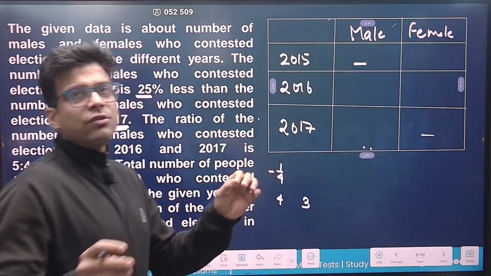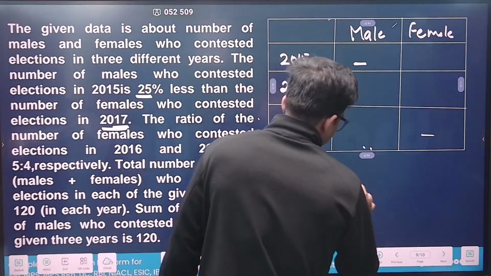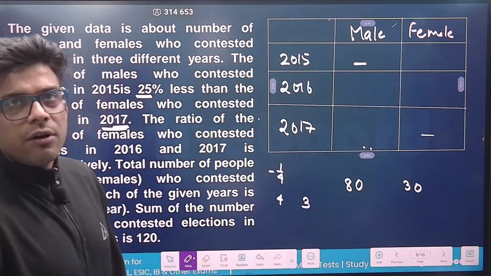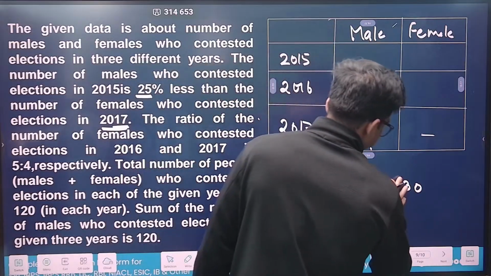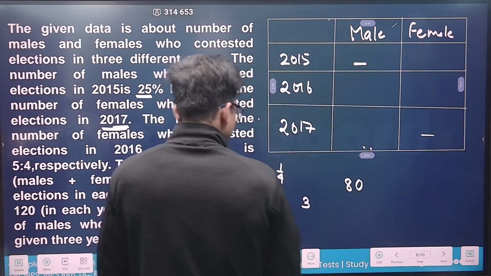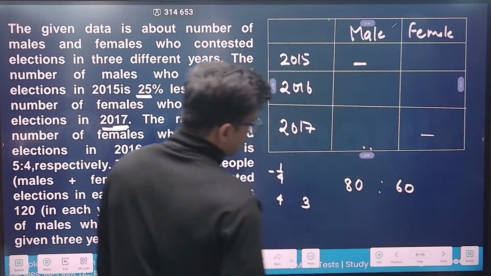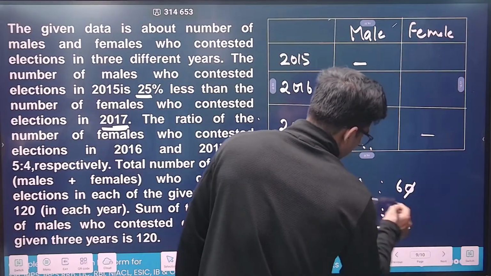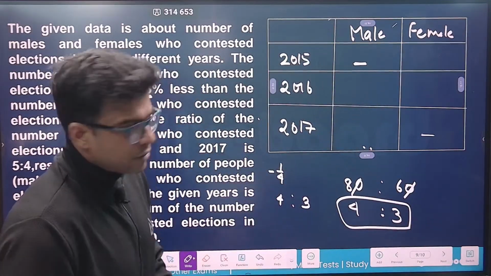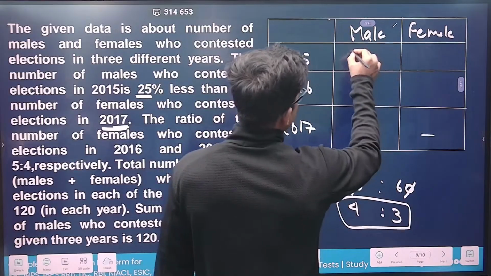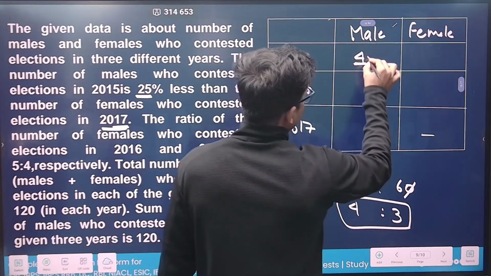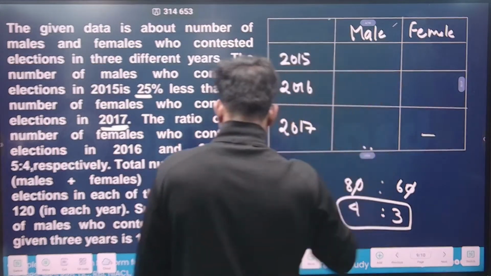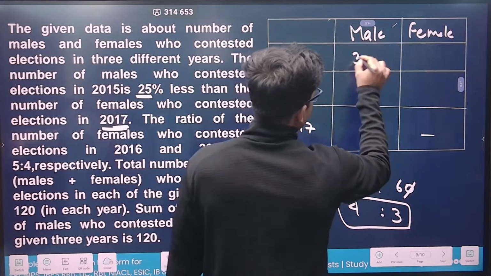Now you can assume any of the values. Suppose this is my 80, let's say, and this value is 30. No, it should be 60. Now see, is the ratio between these two coming to be 4:3? The zeros cancel, it's coming 4:3 only. So the point is that what I assumed is the ratio form. Initially you can assume 4x. Sorry, this would be 3x. So this would be 3x, and this would be 4x.